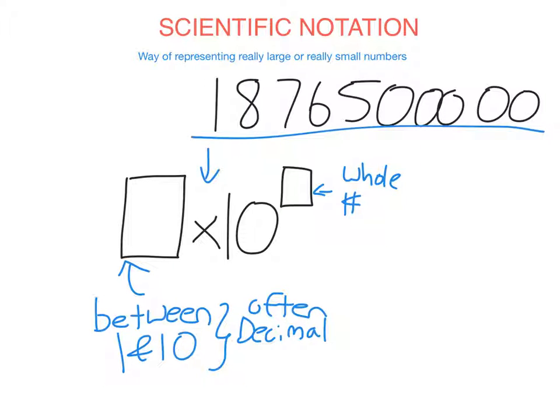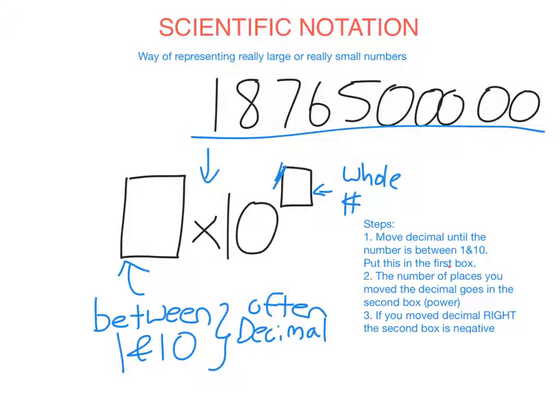So how are we going to do it? Well, we need to use our knowledge of indices because there is a power up here. Okay, so all the steps are up here. So what we do is we take our really large or really small number, we move the decimal point until we get a number between 1 and 10. That new number between 1 and 10 goes here. The number of places we move the decimal goes in this box, but if we move the decimal point right, then the number becomes negative.